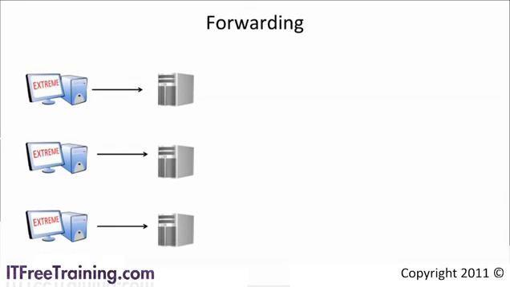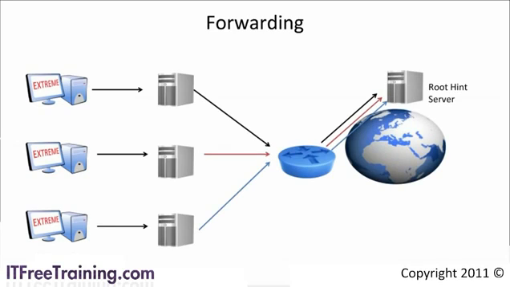In a lot of cases, it is not efficient to have each of your DNS servers contacting the Internet root servers. In a large network, this will result in more traffic than is required. Consider this example. Imagine there are 3 different networks. A client in each of the 3 networks attempts to resolve the same domain name. The DNS server in each network contacts the root hints server.